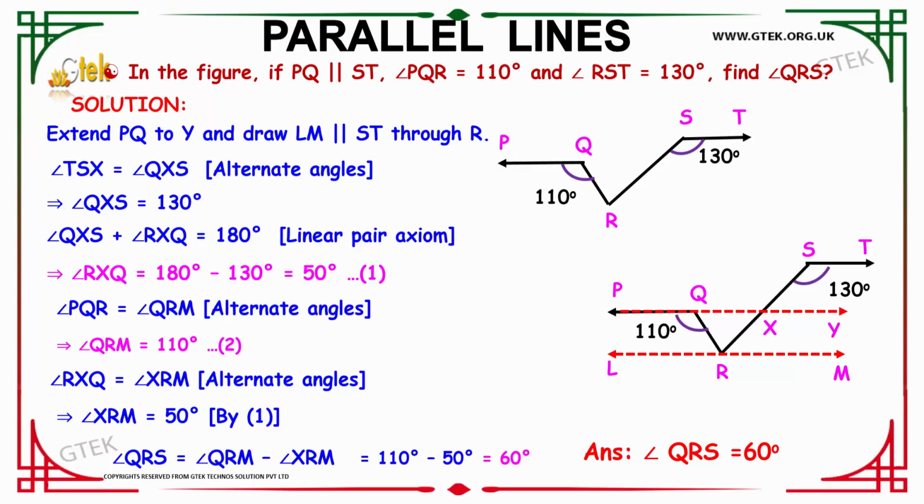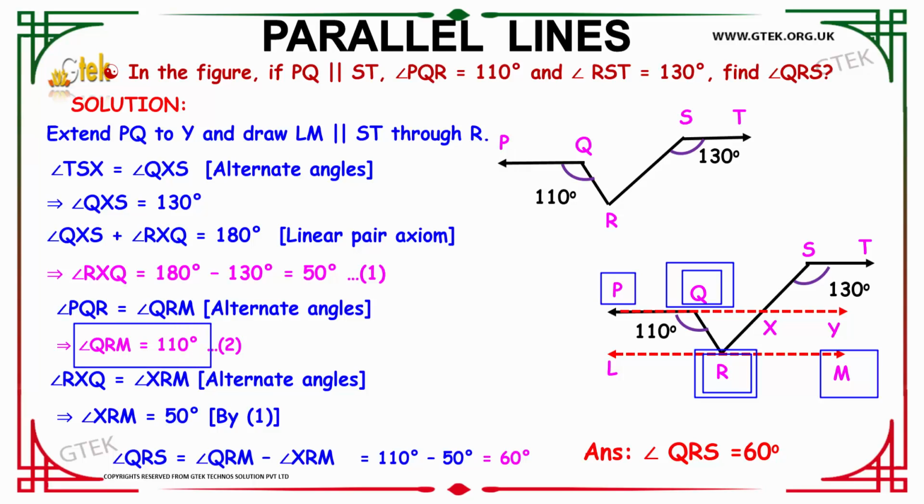If you see this one, angle PQR is equal to angle QRM, that is alternate angles. So it will be equal, right? So angle QRM equals 110 degrees.